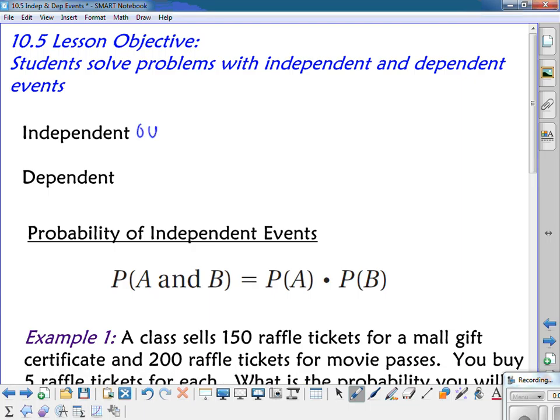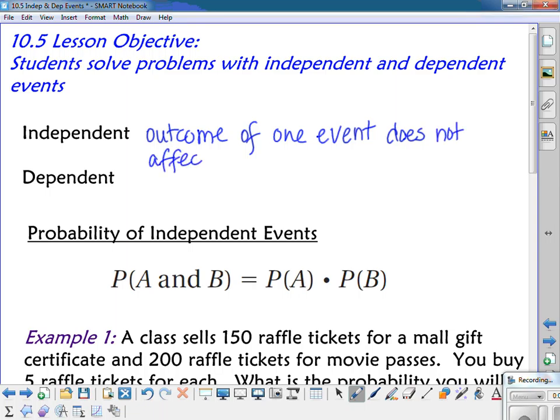So, the outcome of one event does not affect the outcome of another event.